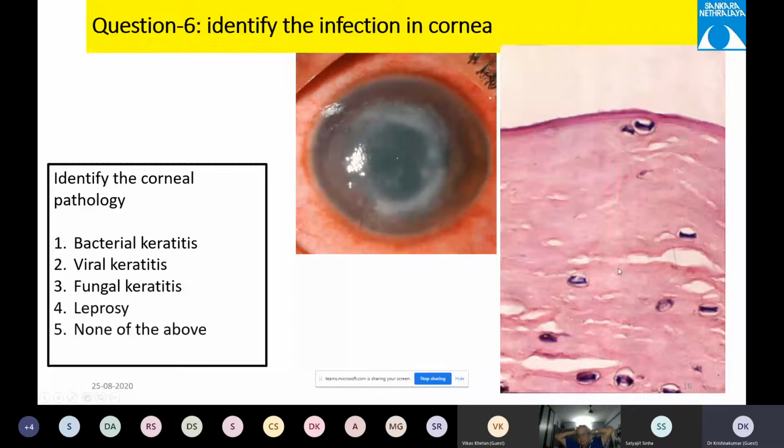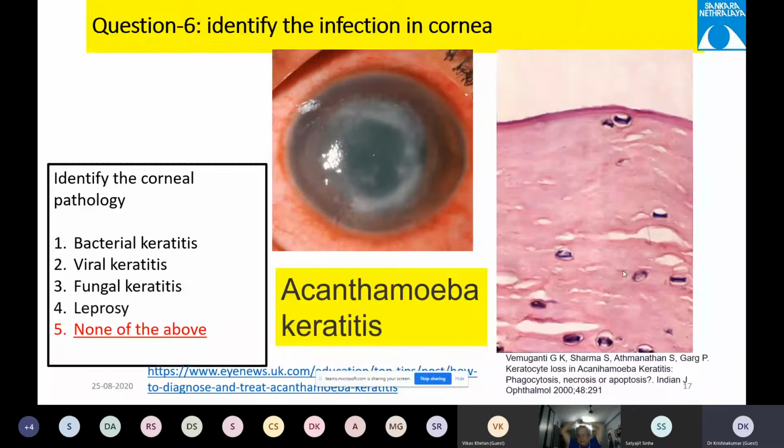None of the above. This is very diagnostic of acanthamoeba keratitis. Acanthamoeba keratitis is very, very common after contact lens use. So whenever you see this ring infiltrate, one of the important differential diagnoses is acanthamoeba keratitis. Any special stains? Yes, you can do a trichrome stain, you can do a GMS stain to pick up these organisms.